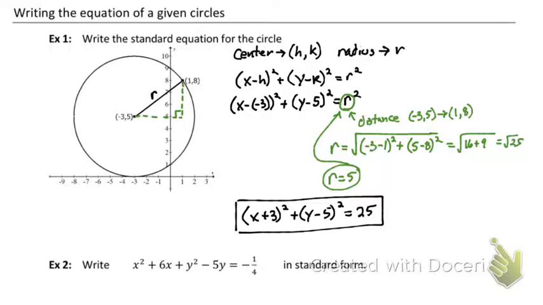Because to get from -3 to 1 is a distance of 4. To get from that 5 to 8, we go up 3. This is actually a 3, 4, 5 triangle. We might have just been able to draw that without doing any fancy formulas and go, oh, r is 5 because it's a 3, 4, 5 triangle. So don't forget about the fact that it comes from right triangle trigonometry.